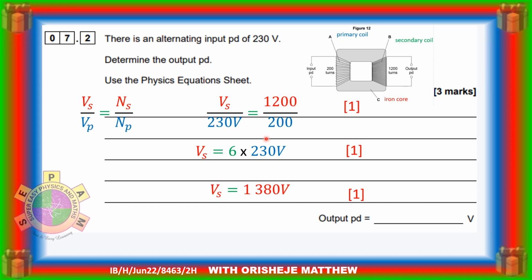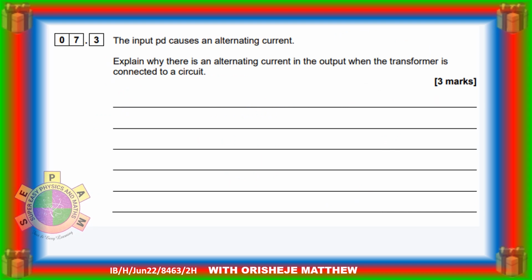The input PD causes an alternating current. Explain why there is an alternating current in the output when the transformer is connected to a circuit. So what they want here is for you to explain the electromagnetic induction. What happens is that the alternating current causes a changing magnetic field around the primary coil. So you have that.